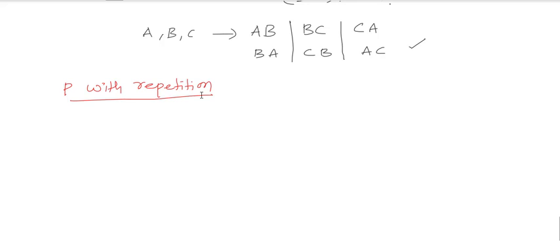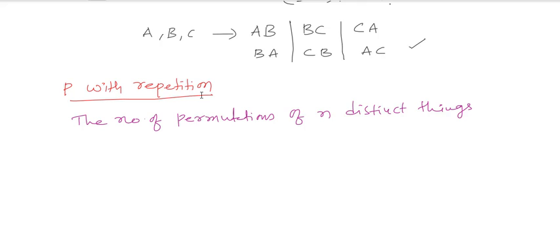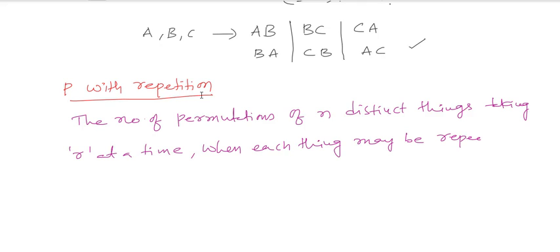So the number of permutations of n distinct things taking r at a time, when each thing may be repeated any number of times, is given as n to the power of r.